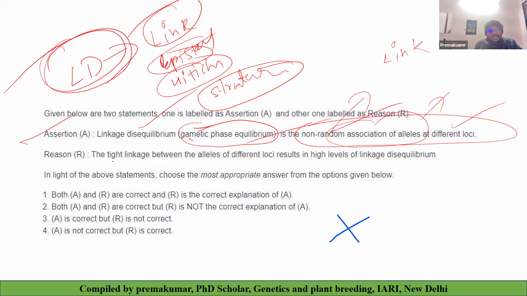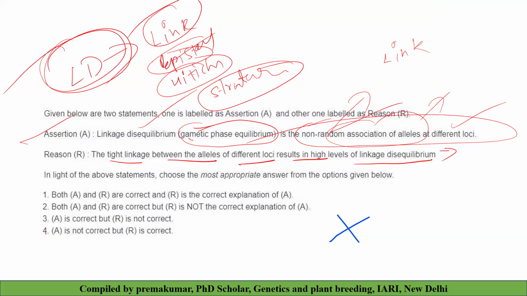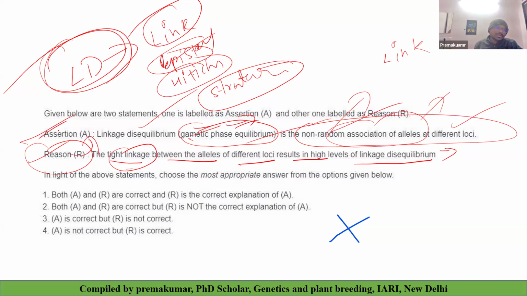Then, the tight linkage between the alleles of different loci results in high linkage disequilibrium. Is this statement correct or not? Correct, sir, but it can't be the exact reason? Yes, reason, because they said gametic phase equilibrium. But if linkage happens, you can't expect that gametes will be in equilibrium. If the tight linkage is there, then definitely in the gametes you are going to get disequilibrium. That's why A and R both are correct, but the reason is not the correct explanation for the assertion.